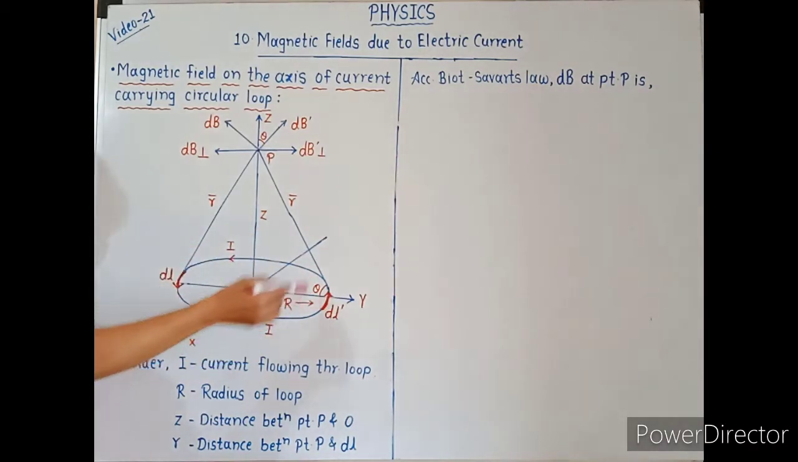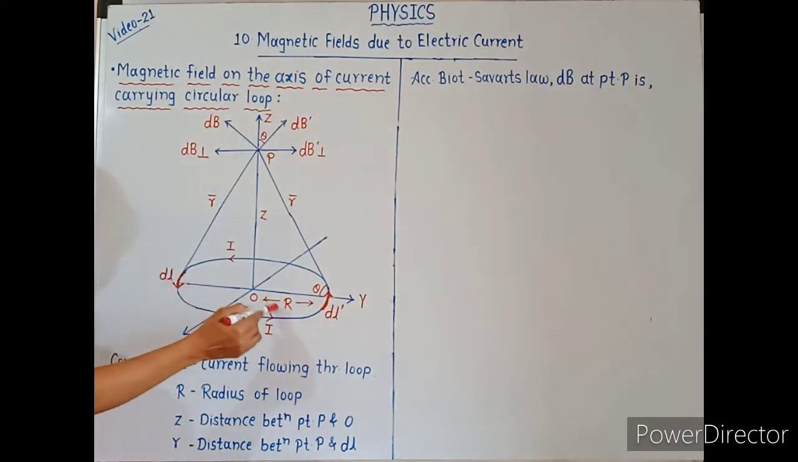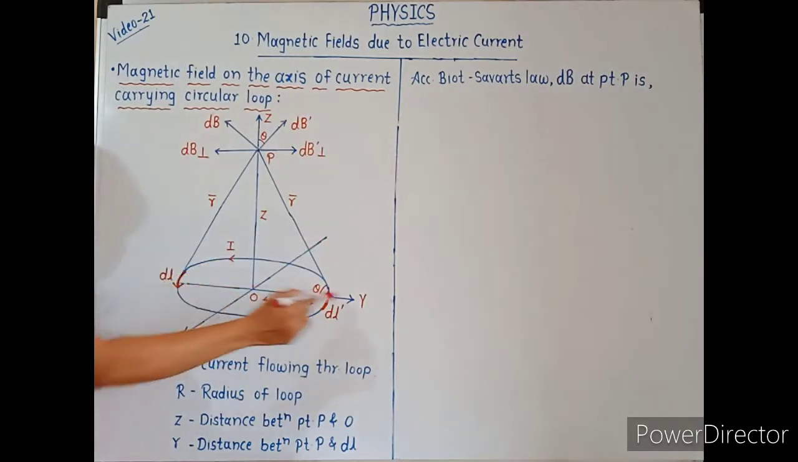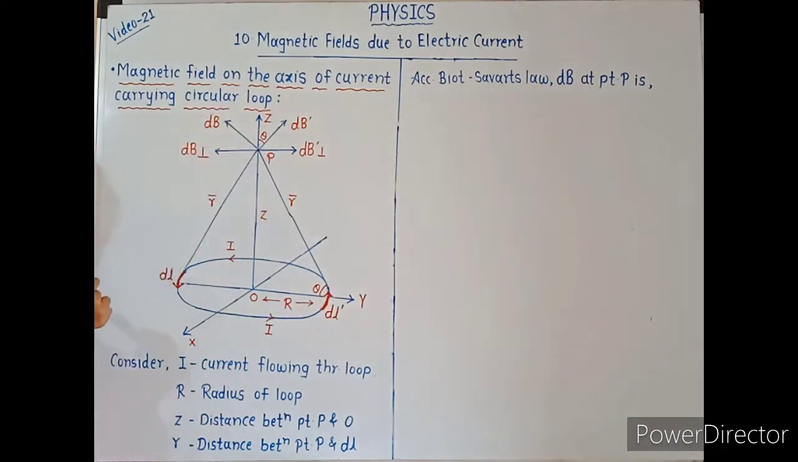So consider this is a circular loop carrying a current capital I, and R is the radius of this circular loop. Now this is the x-axis, this is the y-axis, and this is the z-axis. Now consider point P, and the distance between point P and this small length element dl is r bar, that is the position vector r bar, and the distance between point P and the center of the circular loop is z. Now we have to calculate the magnetic field on this z-axis of the current carrying circular loop.